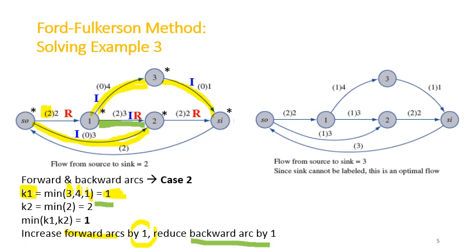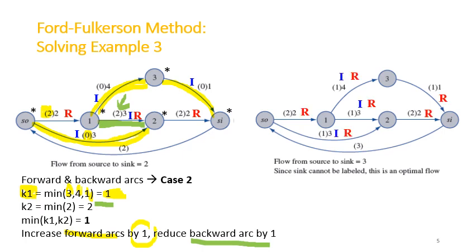For example, from source to 2, the original flow is 0. It becomes 1 on the figure on the right. And from 1 to 2, originally the flow is 2, but now it becomes only 1 because we reduce the flow from 1 to 2. Okay, do the same thing again.